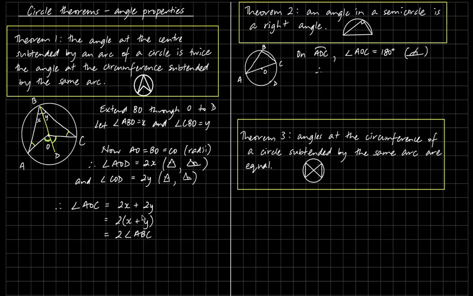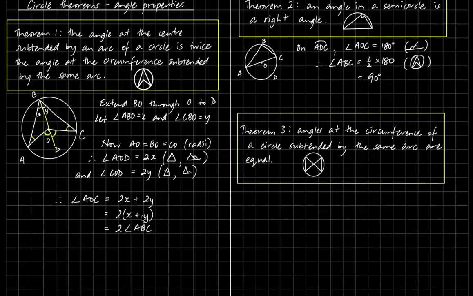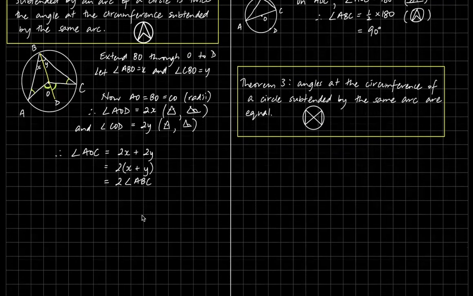Well, by theorem 1 that we just proved, we can say therefore angle ABC is going to be a half of that, a half of 180. So that's by theorem 1, which we just proved, which is equal to 90 degrees, which is what we were trying to prove. So we've proved that angle ABC will always be 90 degrees. Alright, theorem 3, angles at the circumference of a circle subtended by the same arc are equal.